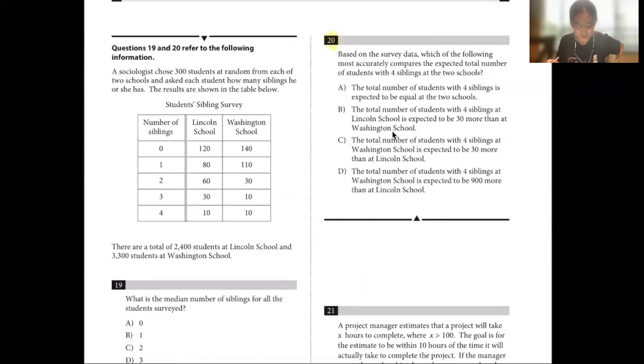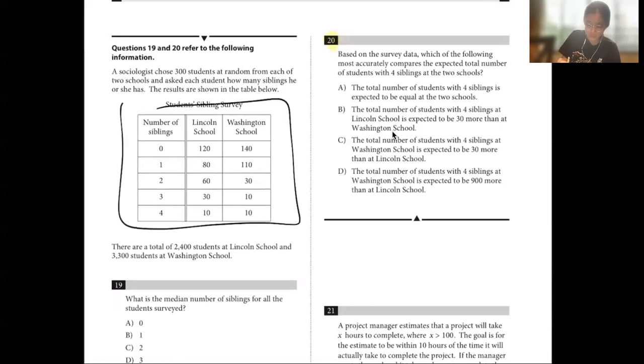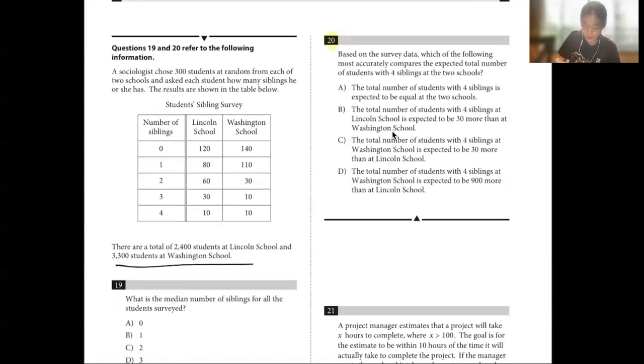A sociologist chose 300 students at random for each of 2 schools and asked each student how many siblings he or she has. The results are shown below. And this is a table, but don't forget this part. There are a total of 2,400 students at Lincoln School and 3,300 students at Washington School.